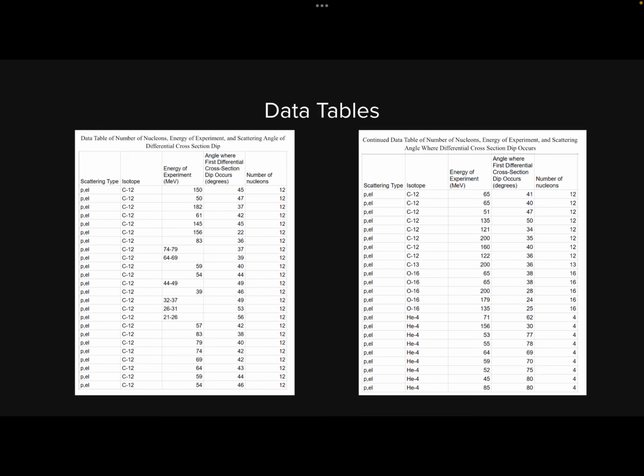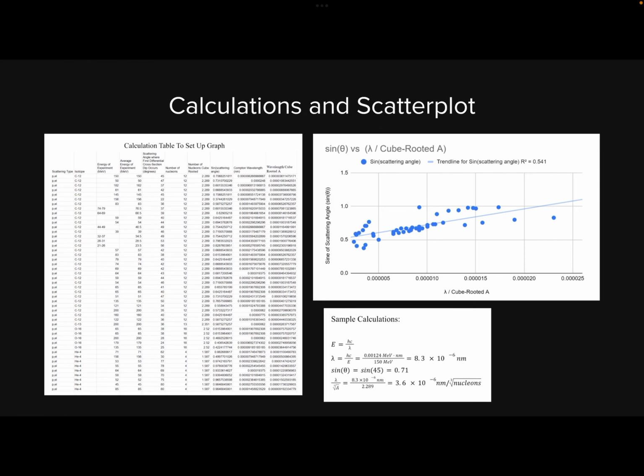So here are the data tables. Here's the raw data with the energy and the scattering angle, and then using some calculations, we can solve for sine of theta and the wavelength over cube root of A, and therefore we can create a scatter plot for that. And here at the bottom, you can see the sample calculations I did for the first data point, and I just did the same thing all the way down with an Excel spreadsheet.